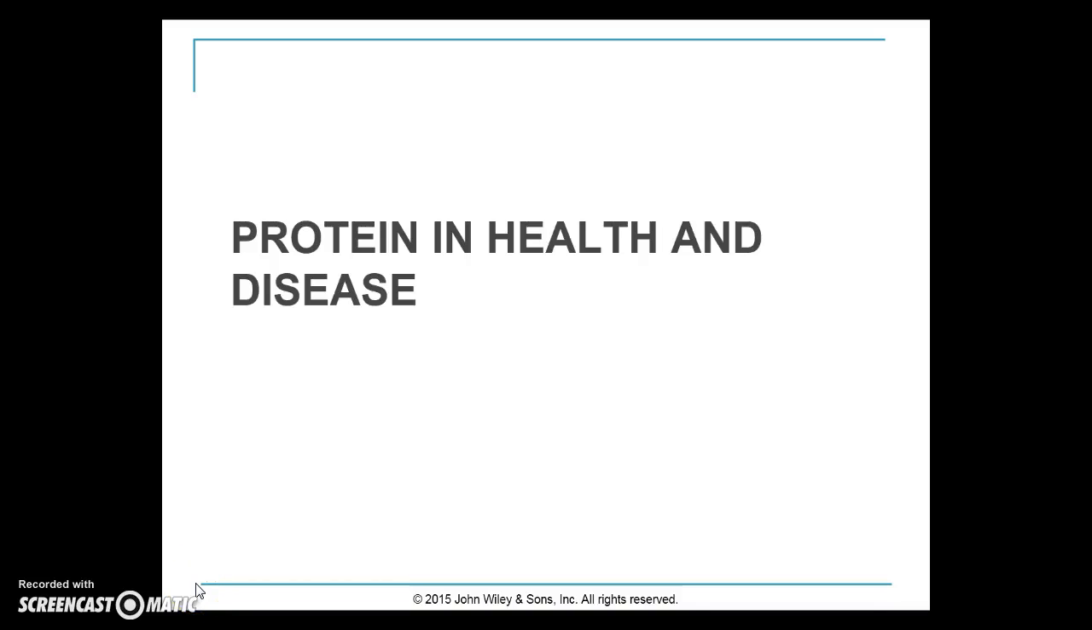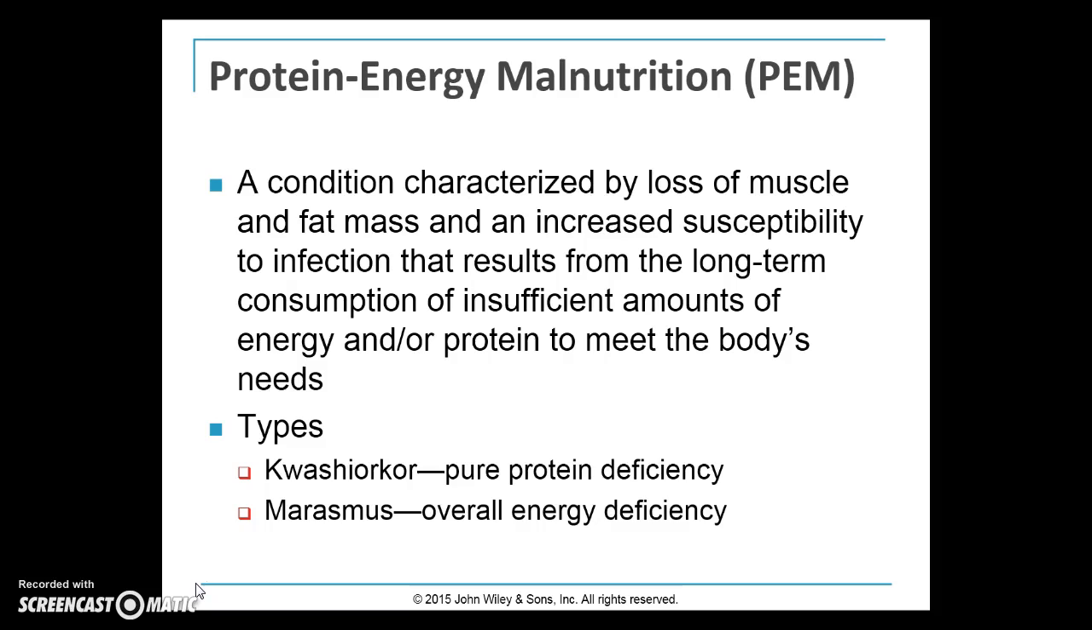In this section of Chapter 6, it discusses protein and health and disease, and we're going to talk about protein energy malnutrition and its prevalence in children and adults. We're going to differentiate between the types of protein energy malnutrition. We're also going to discuss the potential risks associated with high protein diets, and you're going to learn about how dietary proteins can trigger a food allergy.